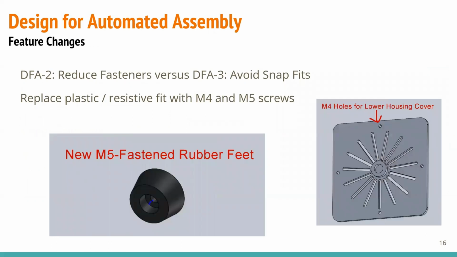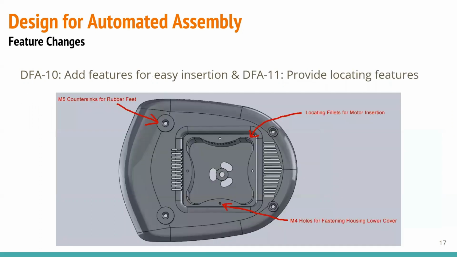We made additional changes for the rubber feet and lower housing cover in order to avoid snap fits. Although this increases the number of fasteners, we found it was more beneficial overall to prioritize avoiding snap fits in this case, since there is a high failure rate during automated assembly. We also provided locating features for the motor, housing lower cover screws, and rubber feet.